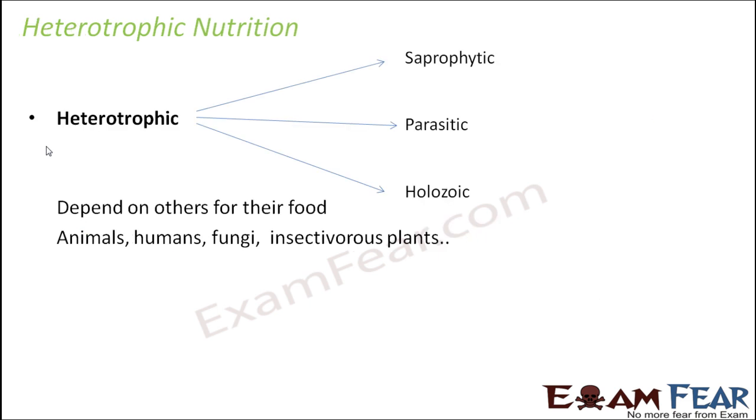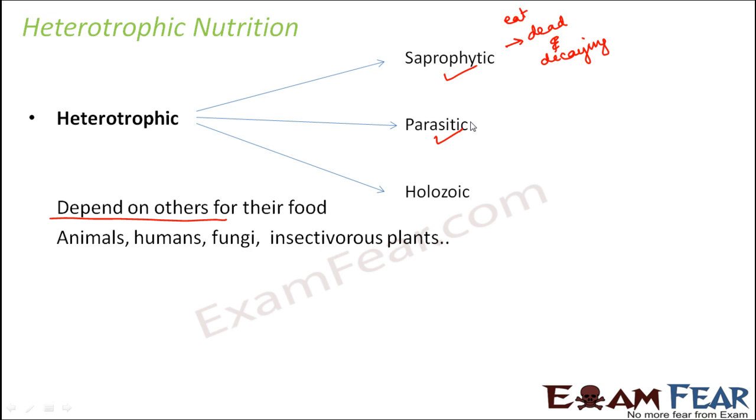Next is heterotrophic, that is, those which depend on others for their food, as in the example of human beings. Now heterotrophic organisms can be saprophytic. What do we mean by saprophytic? That means they eat dead and decaying organisms. Those organisms which eat dead and decaying matter are called saprophytic. Parasitic means they live inside the body of some other organism and obtain their food from that organism.